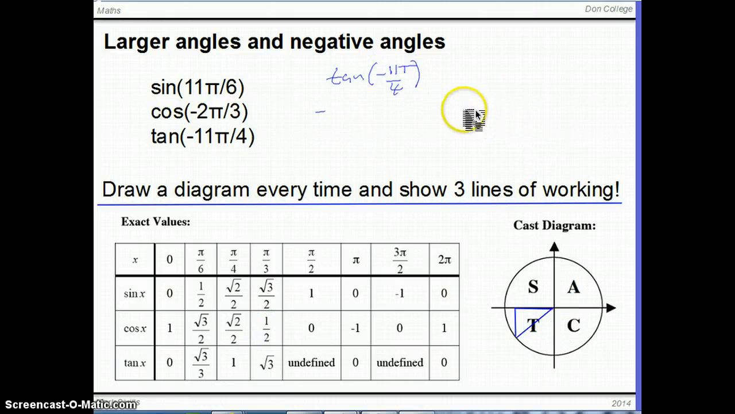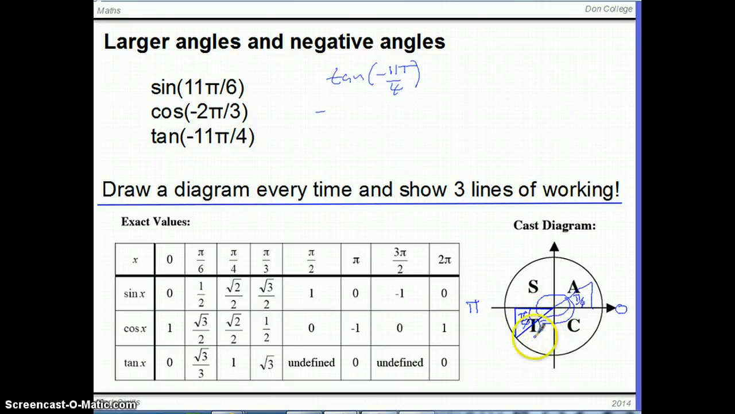There's an interesting one: tan of negative 11 pi on 4. This would take us from 0 going in this direction, because it's negative, all the way around for 8 over 4 pi, or 2 pi, and then another 3 that way. So it's 3/4 of the way round, leaving our angle there as pi on 4. The equivalent first quadrant angle would of course be pi on 4.